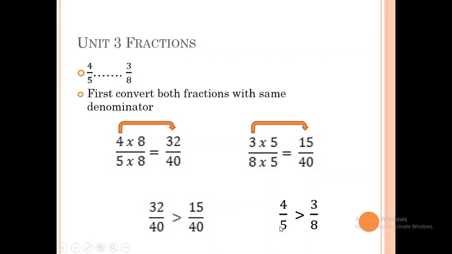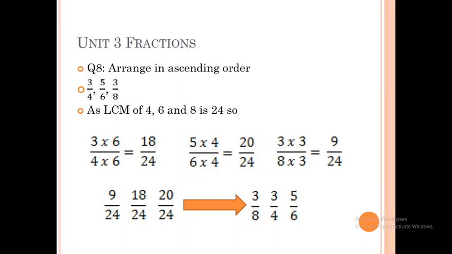So 4 by 5 is here and it is greater than this one, 15 by 40. 15 by 40 was given in the question as 3 by 8. So this is 3 by 8. 4 by 5 is greater than 3 by 8. This is the method to find the smaller and greater fraction: convert them into fractions with the same denominator. Now this one, arrange in ascending order.